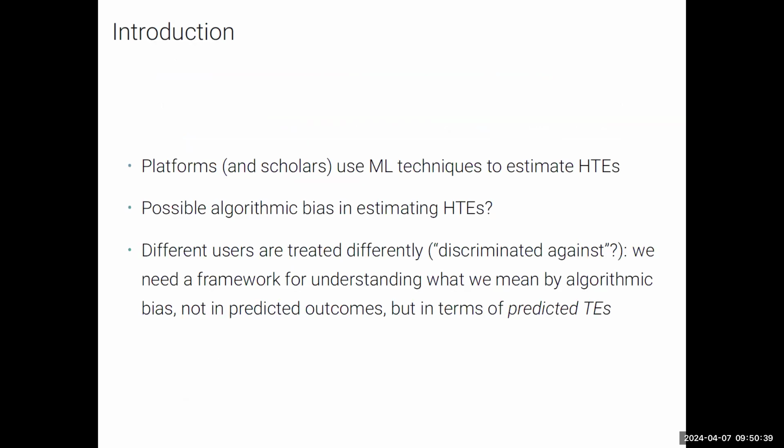Yet platforms, and not only platforms but also firms and scholars, use machine learning techniques to estimate heterogeneous treatment effects. The question is, is it possible that we could also have algorithmic bias in estimating these treatment effects? It's interesting because when we do this task, we want to treat different users differently, but that does not mean that we are discriminating against them. So I think we need a framework to understand what we mean by algorithmic bias, not in predicted outcomes, but in terms of predicted treatment effects. I think that Joel and his coauthors are trying to define this framework, and I find it very interesting.